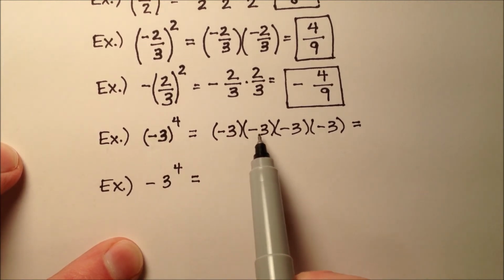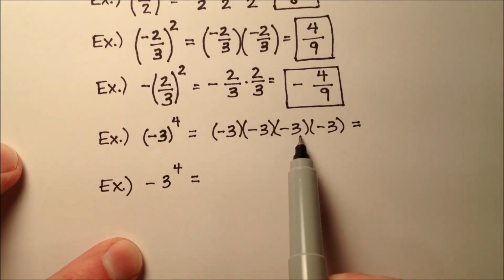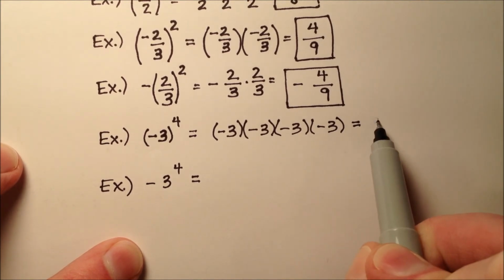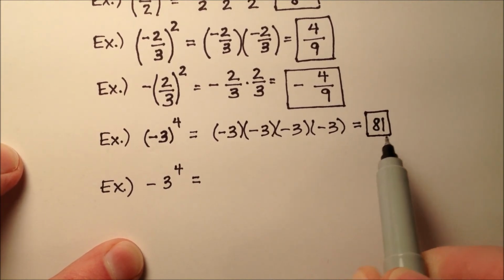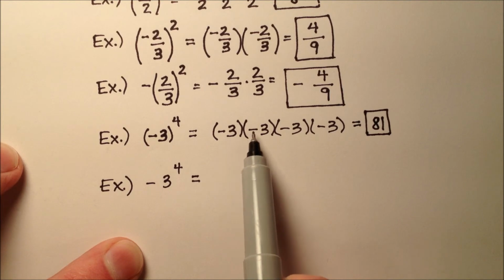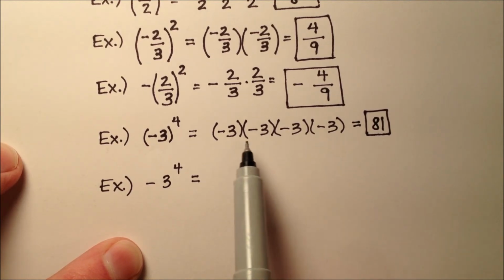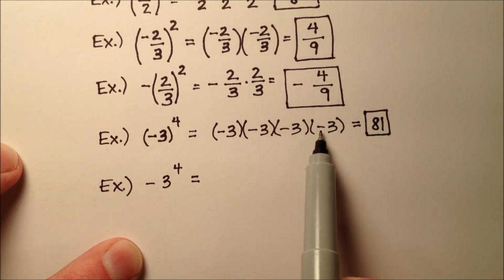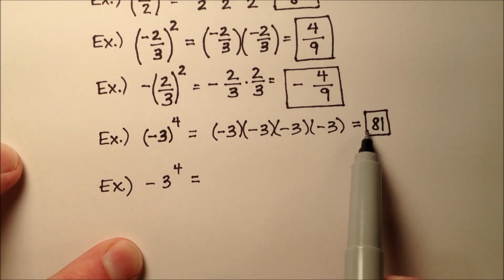So negative 3 times negative 3 makes positive 9. Positive 9 times negative 3 makes negative 27. And negative 27 times negative 3 makes positive 81. Another way we could have done that, probably an easier way, would have just been 3 times 3 times 3 times 3 is 81. And then we have 1, 2, 3, 4 negative signs. And we know that 4 is an even number, so our answer is going to be positive.